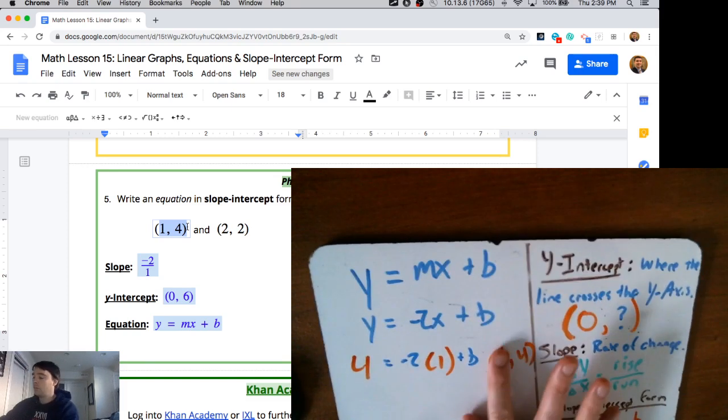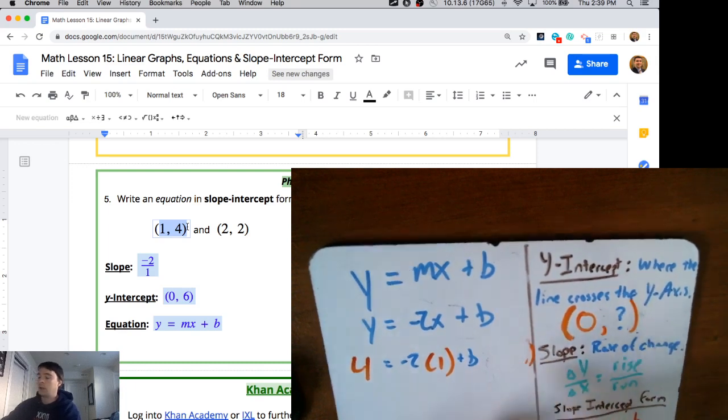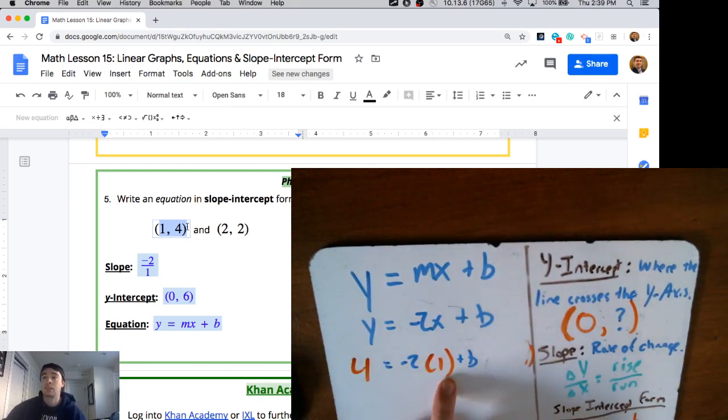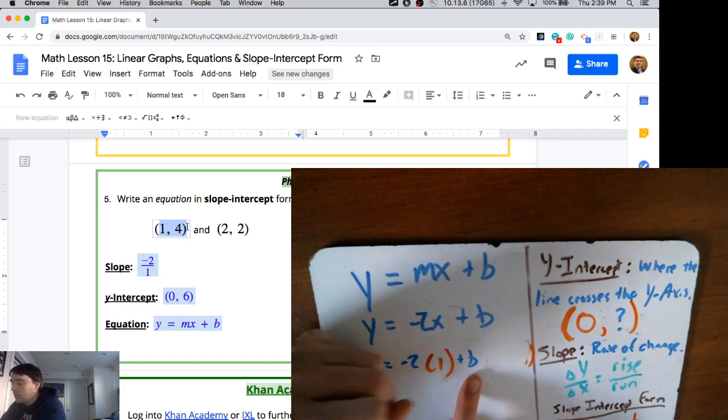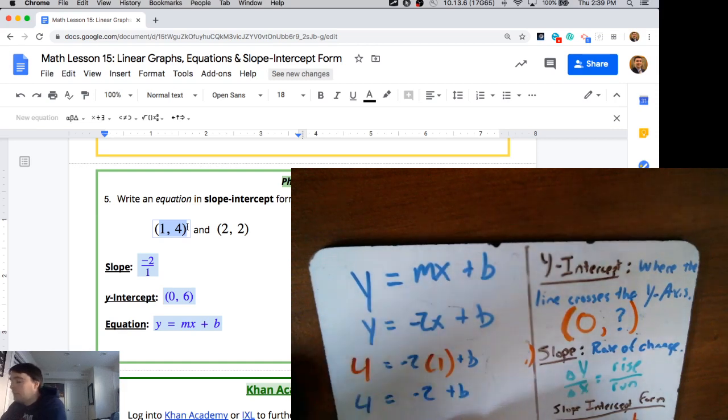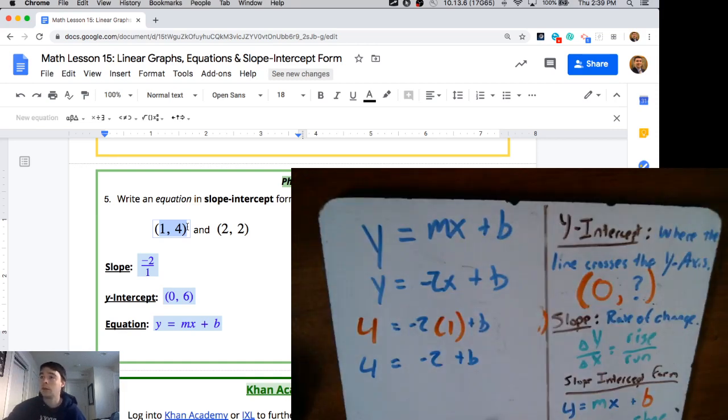So I took that 1 and 4 data point and I just plugged it into the equation. I replaced y with 4. I replaced x with 1. Now the only variable left in the equation is b, so I'm just going to solve. 4 equals negative 2 plus b after I do the negative 2 times 1.